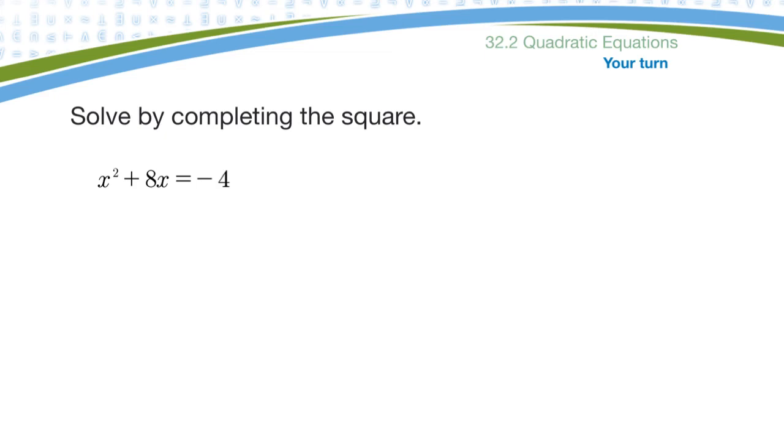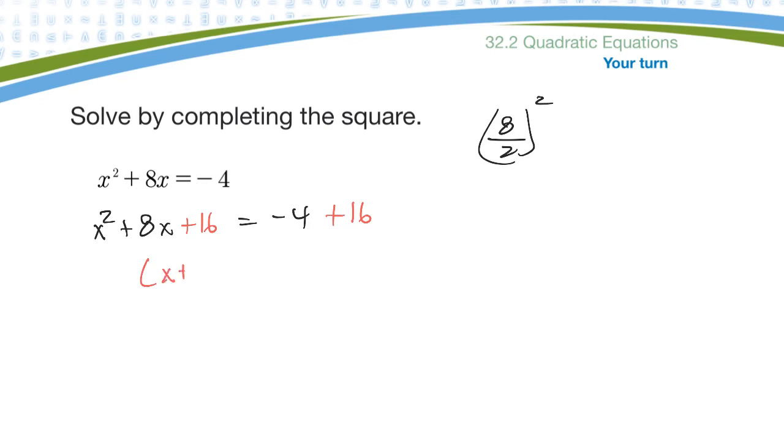Okay, hopefully you've pressed play and you're back in the game. Notice I already isolated the x squared and x term. So now I'm going to take the 8, divide it by 2, and square it. 8 divided by 2 is 4, squared is 16. So I'm adding 16 on this side, adding 16 on this side. When I factor this, I'm going to get x plus 4 times x plus 4. I'm just skipping a step. We'll call that x plus 4 squared is equal to 12.